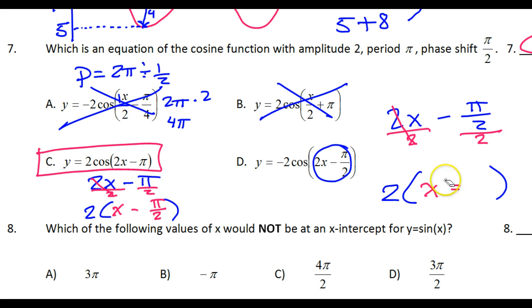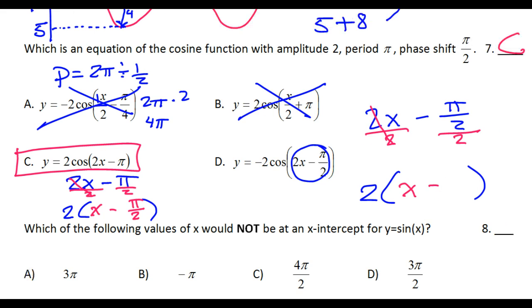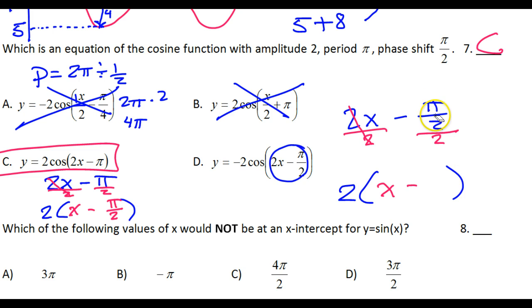Why did I put an equal sign? I don't know. I should not have. So it's a matter of what's pi over 2 divided by 2. Well, if you've had experience, you know that these are going to wind up multiplying, and that's going to give me pi over 4. So this phase shift would be pi over 4, not pi over 2.